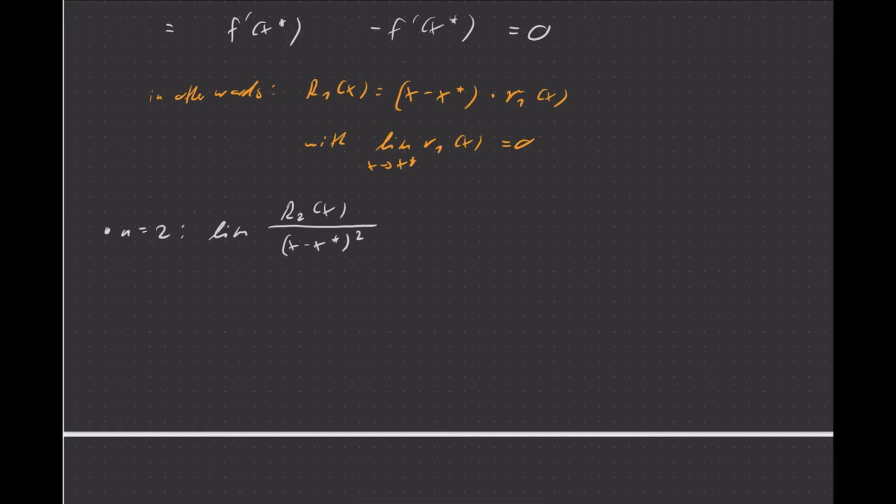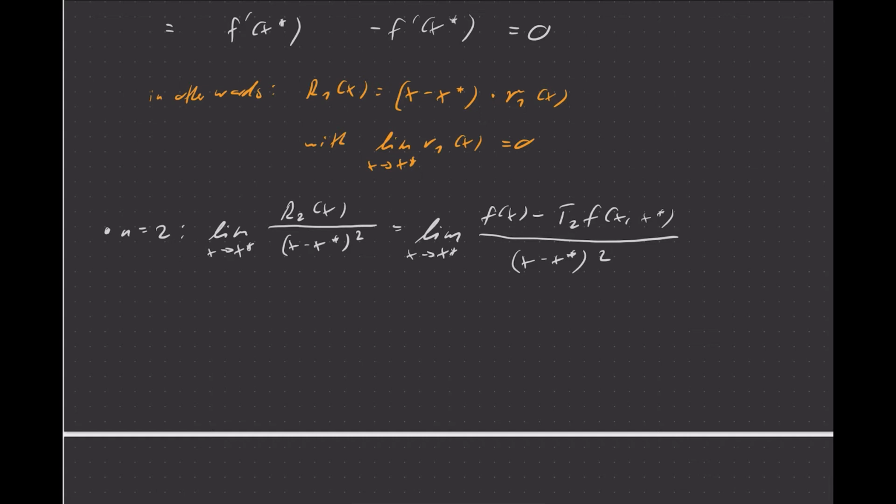And the next logical stage here is that it should go to 0 quicker than this quadratic term goes to 0. So we'll investigate this limit here in particular as x tends to x star. And again, we can just write that out. So that's the limit as x tends to x star of f of x minus T2 of f at x star over x minus x star squared.